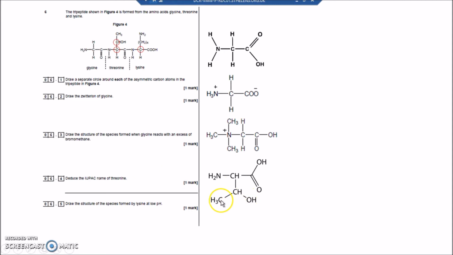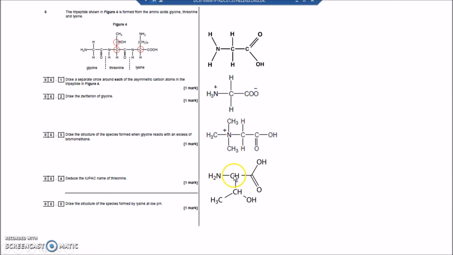Oh, tough. 1, 2, 3, 4. 4 carbons in a row. So it's but-, 1, 2, 3, 4, butanoic acid. If this was carbon number 1, because of butanoic acid, the carboxylic acid group always is carbon number 1. So if this is carbon number 1, you've got carbon number 2. You've got an amino group at carbon number 2.